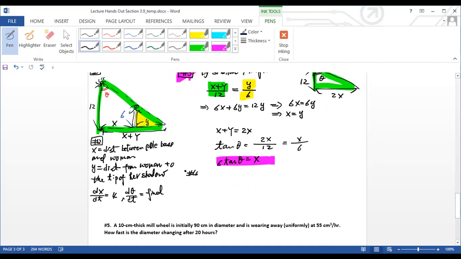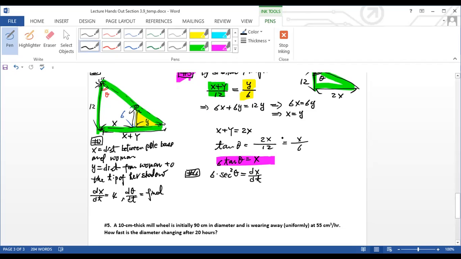Now after that, you can just take the derivative of both sides. So if I take the derivative of both sides, this will be 6 times the derivative of tangent, which we know is secant squared theta, and this is dx/dt, right?